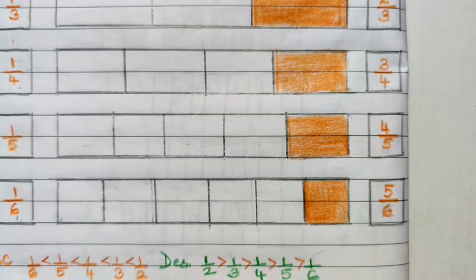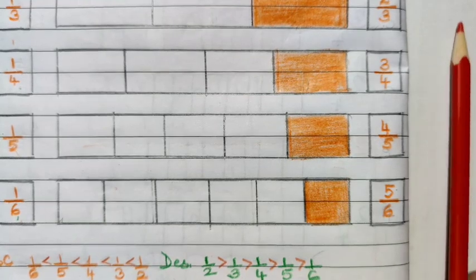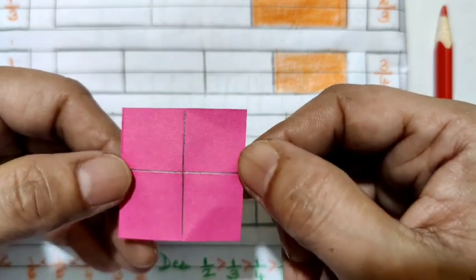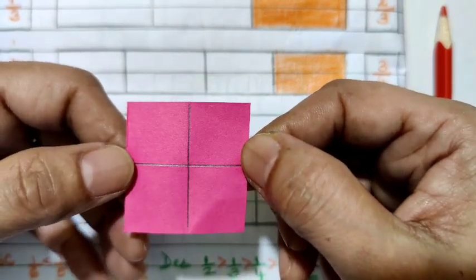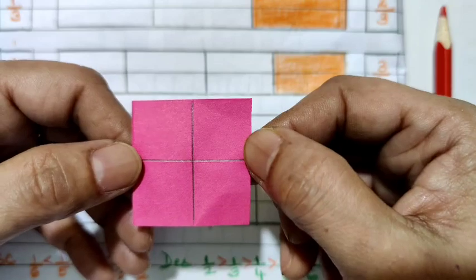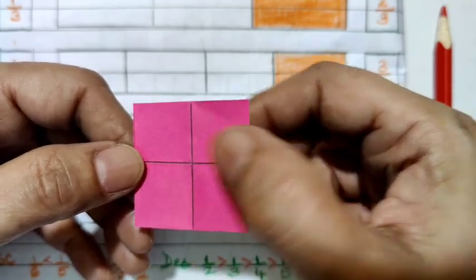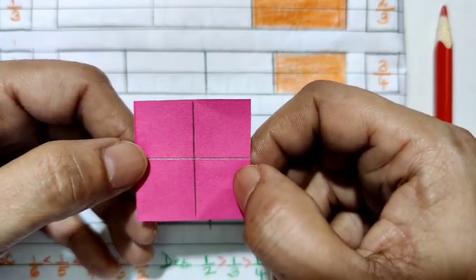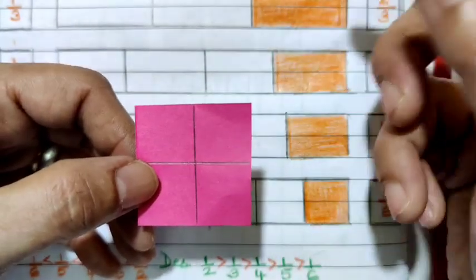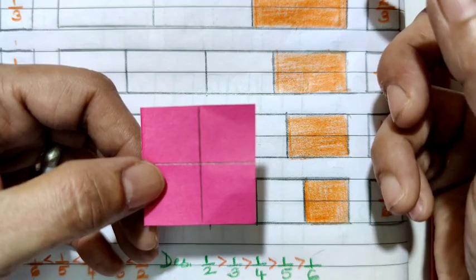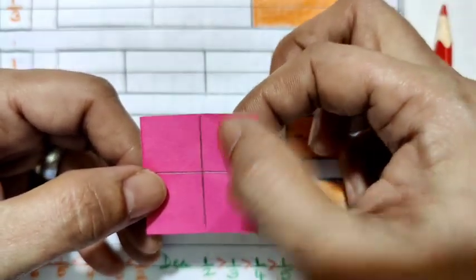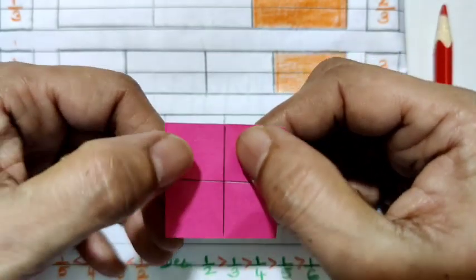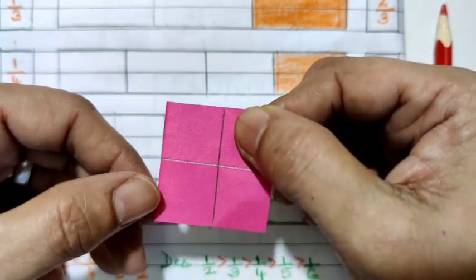Correct. Supposing I have a colored paper here. Imagine that it is a cake. Now, this cake I am going to divide into 4 portions. When I divide into 4 portions and I take out 1 portion from 4 portions, how much will I get remaining? I will get 3/4 of the cake remaining with me.